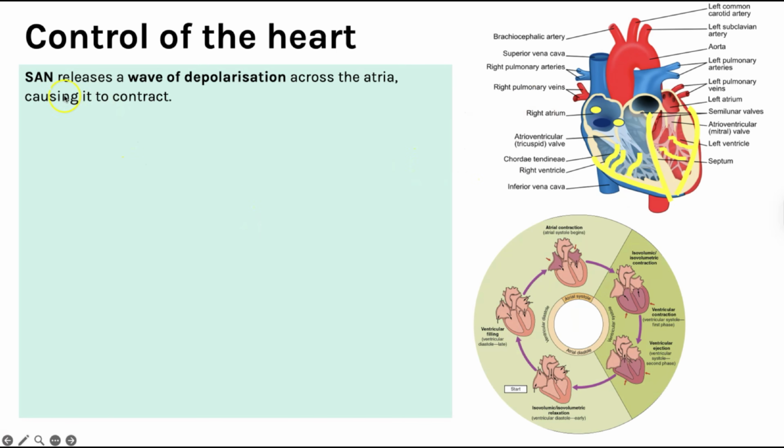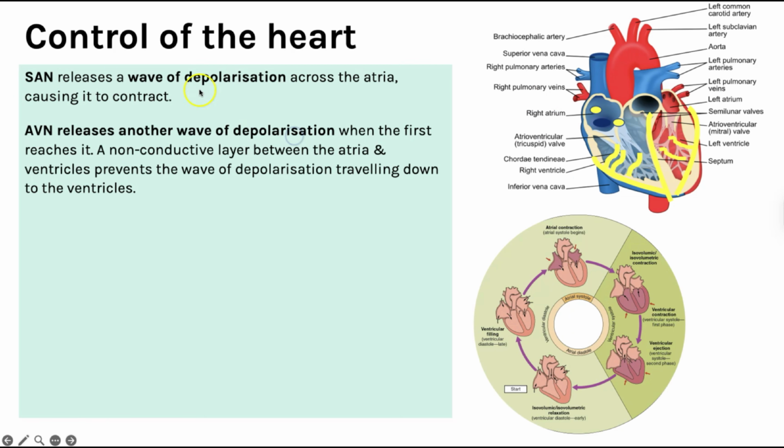So the order that this happens then, the SAN releases a wave of depolarization, which means electricity, across the atria. The AVN will then release another wave of depolarization when that first wave of depolarization reaches it.